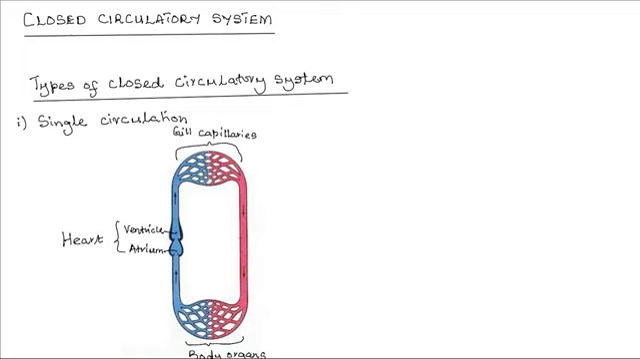Now, there are three types of blood vessels that are involved in the closed circulatory system. The first are the arteries. The arteries convey blood from the heart to the tissues. These arteries divide into smaller vessels called capillaries.